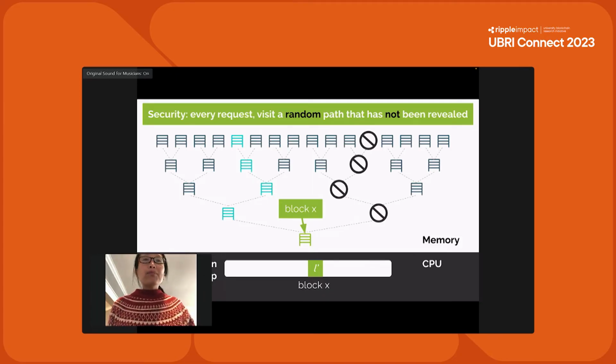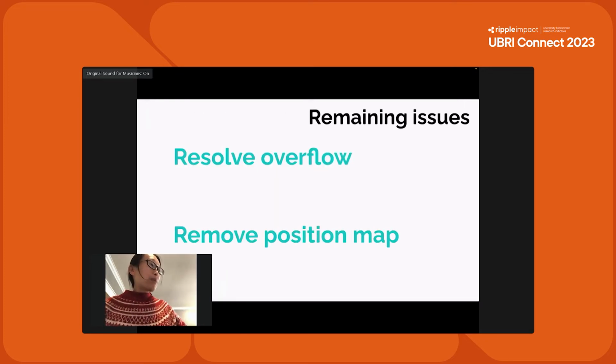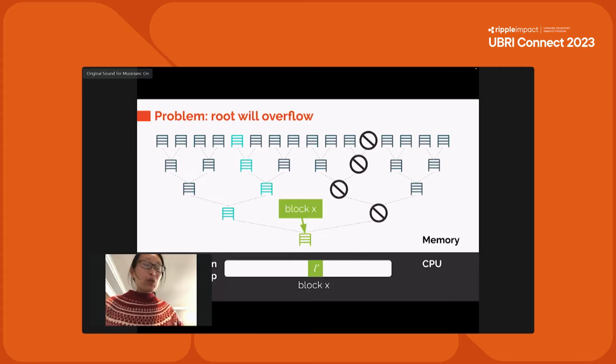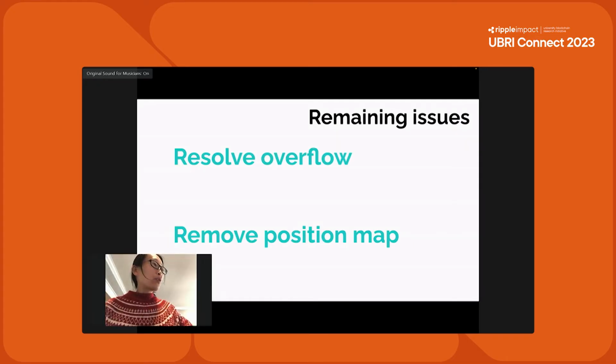But to make the scheme actually work, there are a couple problems we still have to resolve. One is, like I said, this overflow problem: we cannot keep writing things to the root. And secondly, besides the overflow problem, I promised you earlier that I will get rid of the position map. So I will quickly comment on how to resolve these problems. First, how to resolve the overflow problem.